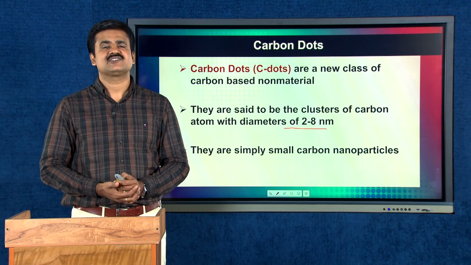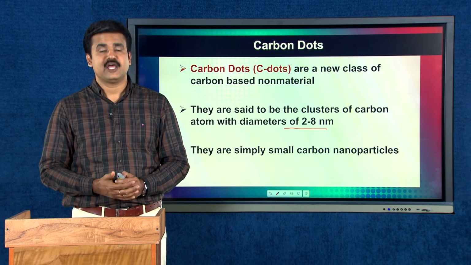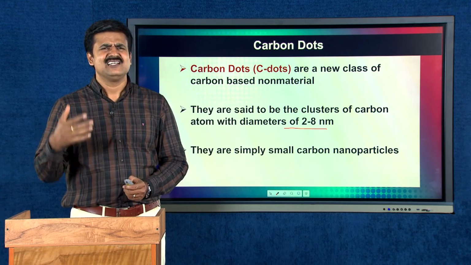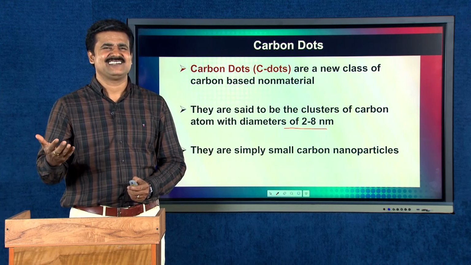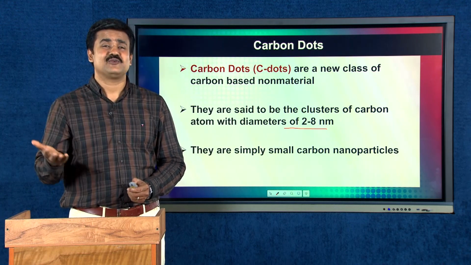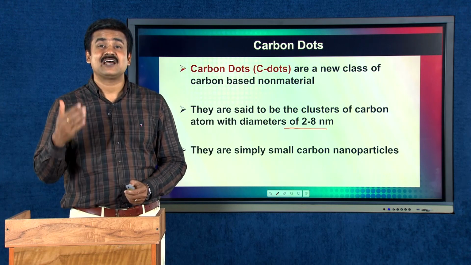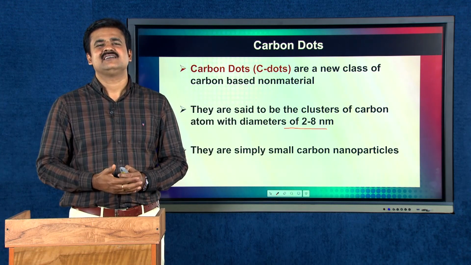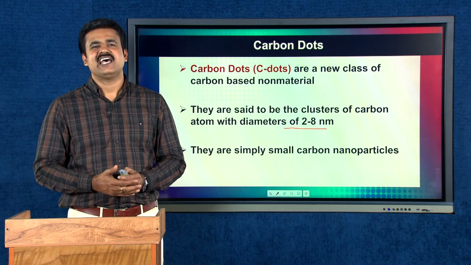They are simply carbon nanoparticles. Carbon dots can also be considered as carbon nanoparticles. You are familiar with the metal nanoparticles of gold, silver, etc. Similarly, it is possible to generate nanoparticles from carbon. Those carbon nanoparticles are termed carbon dots, or simply carbon dots are carbon nanoparticles with the size range 2 to 8 nanometer in diameter.